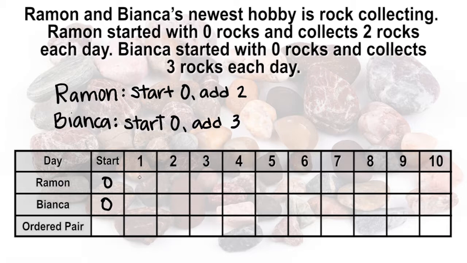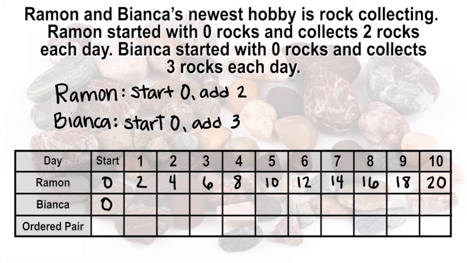Day 1 will be 2 because the previous day had 0, and 0 plus 2 is 2. Day 2 will be the previous day's number of rocks, add 2, so 2 plus 2 equals 4. Ramon has 4 rocks on day 2. The pattern is counting by 2s. Day 3 will be 6, day 4 will be 8. Continue counting by 2s until day 10.